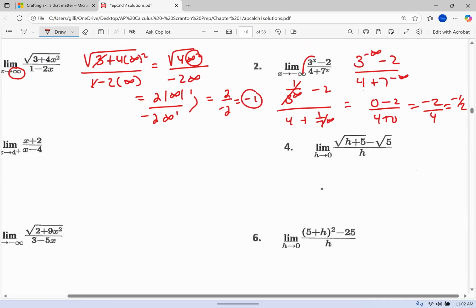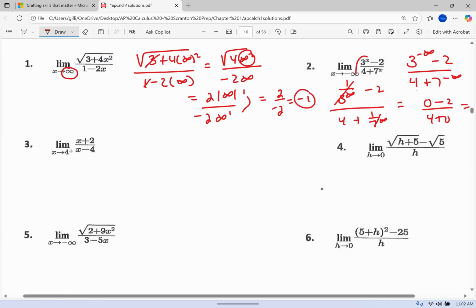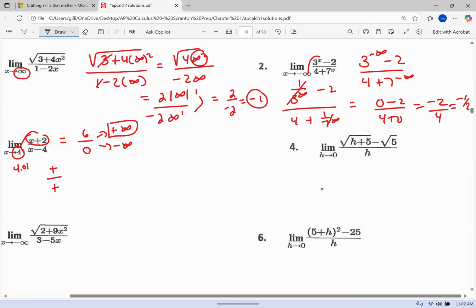Number 3, directly substitute it, and I'll get 6 over 0, which means I can give it a positive or a negative infinity. If I pick a number like 4.01, in the numerator I'll get a positive, and in the bottom I'll also get a positive, so I'm thinking that those y's go off to infinity.